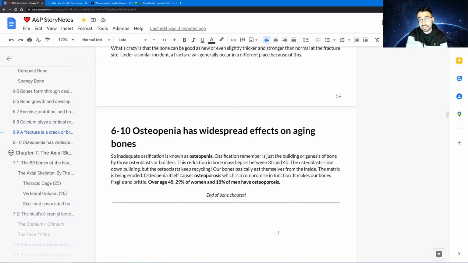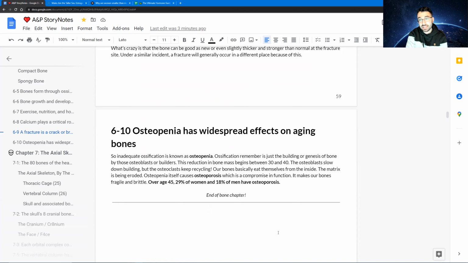Osteopenia itself causes what we hear, osteoporosis. So pores or holes in the bone. And that's going to compromise function. It makes our bones fragile and brittle. Over the age of 45, a third of women and 18% of men have osteoporosis.